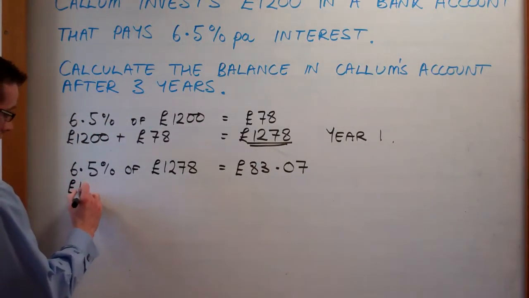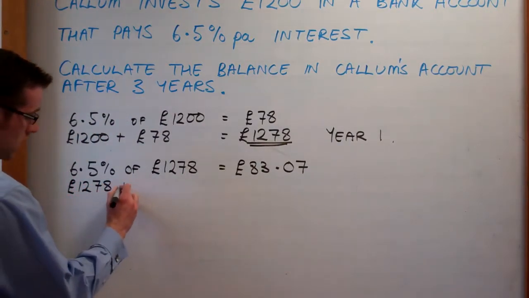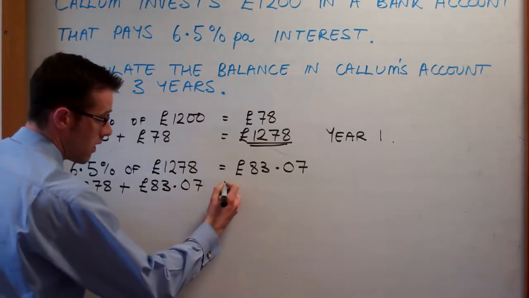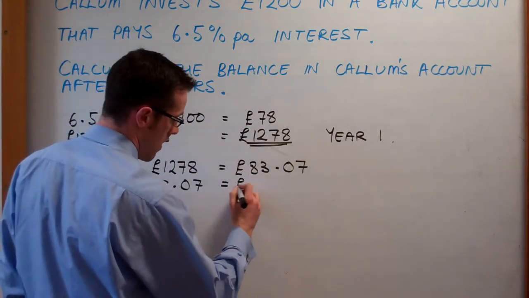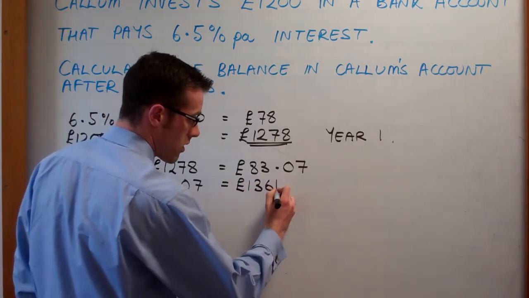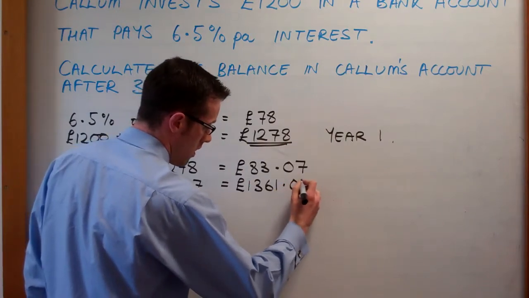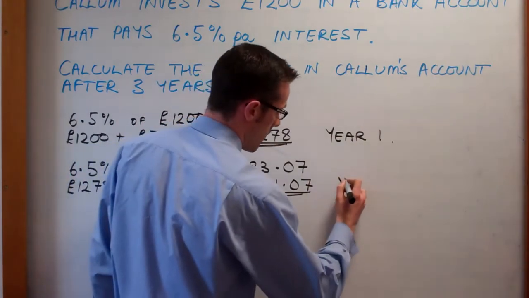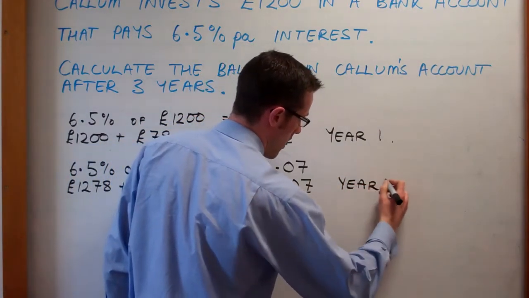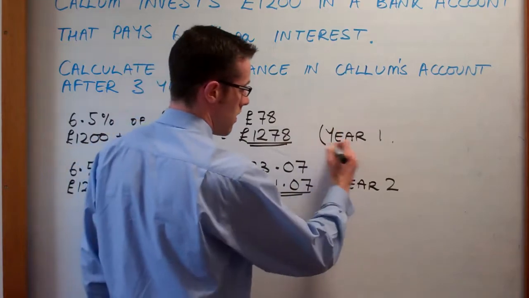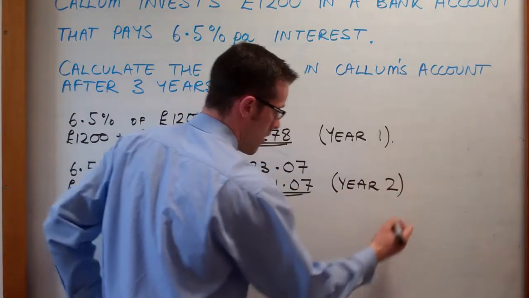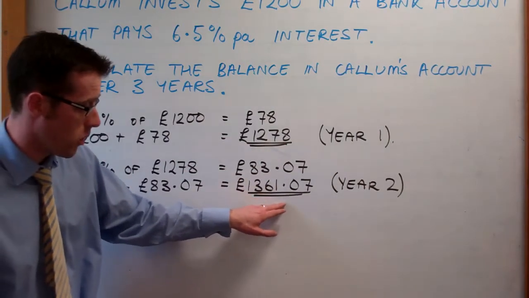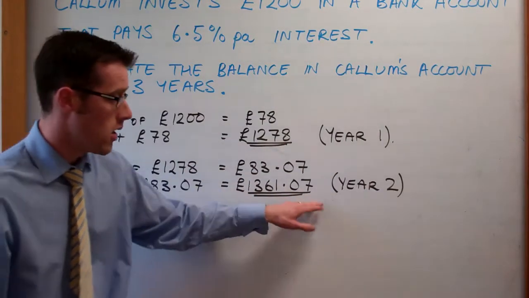So again, that's 1,278 plus £83.07 gives us £1,361.07. That is after 2 years. So after 2 years, his balance is £1,361.07. Okay? After 2 years.